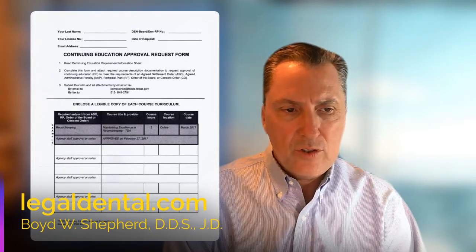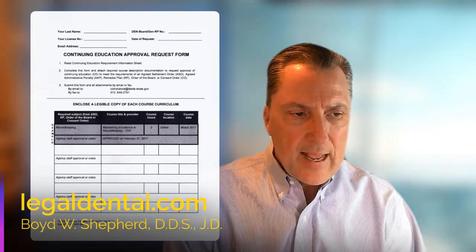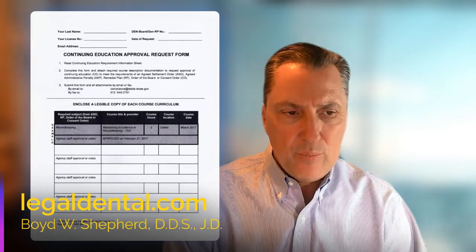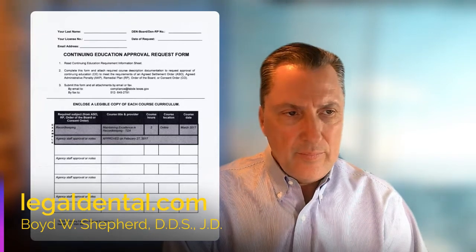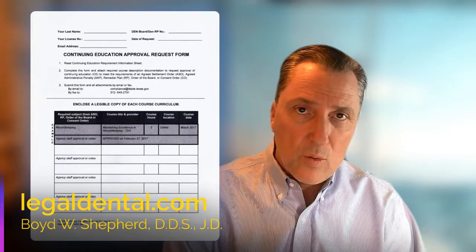Record keeping, the course title, maintaining excellence in record keeping, course hours 2, location online, and then they have a space for agency approval. You must have that approval before you commence with your CE course. So that's why it's important to jump on this early, because it does take time to get that approval. It doesn't always happen overnight, and you may have to submit the request more than once.